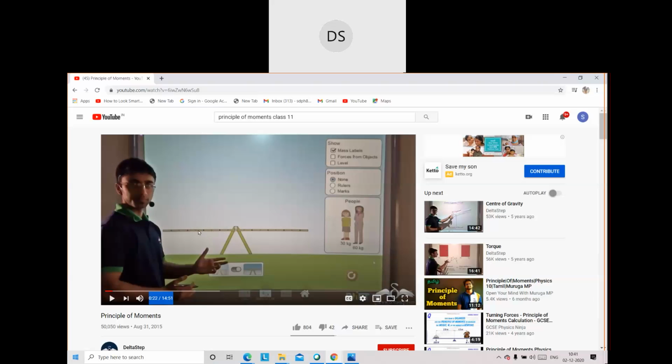Then 60 into 10, 600 Newton meter torque in the anti-clockwise direction acts. Then the total torque acting on it will be zero. This is clockwise torque, this is anti-clockwise torque, 600 Newton meter, so that will be balanced. So that is the principle of moments. Total torque acting on the system is zero. The body will be in rotational equilibrium. Now I think you understood that. Now we can go to our portion. Next, please.